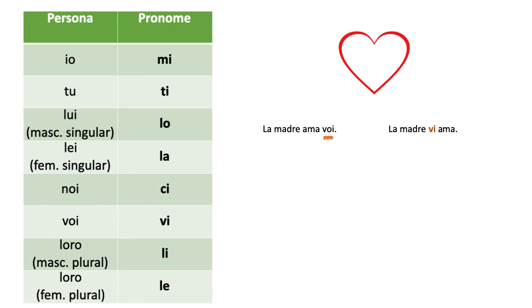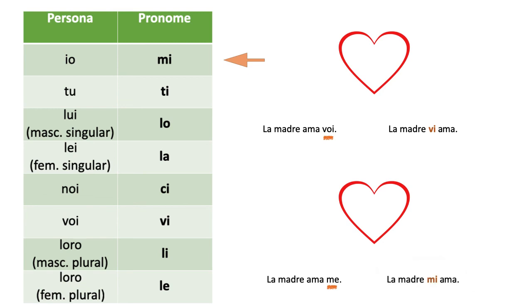Nice. But that's not true because she's my mother and no one else's, so she loves just me. La madre ama me. Right? Which is an alternative form for io. That is the direct object. I am loved. Where is the row for io? It's right here. It's the first one. So mi is the pronoun I need. La madre mi ama. Okay?